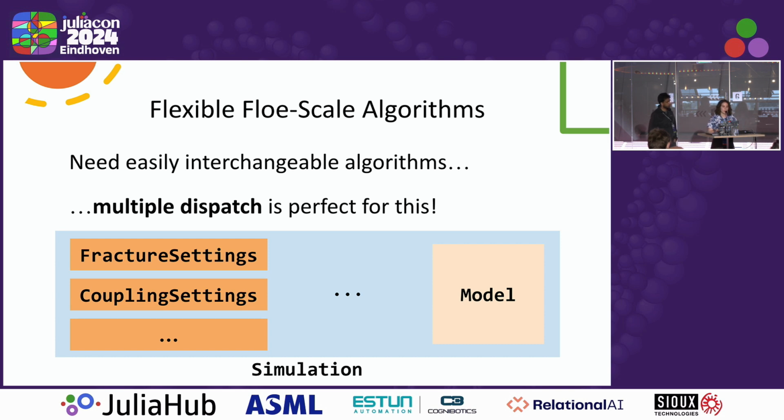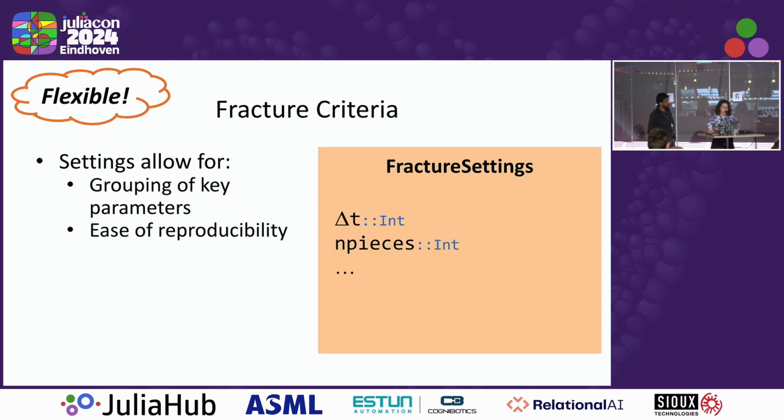So we're going to take a quick look at the fracture settings. And from our experience, setting up settings like this is really nice because it allows grouping of key parameters. So for example, how many time steps are we going to take in between fracture, or how many pieces do we want the flow to fracture into? And that really leads to ease of reuse of these discrete chunks.